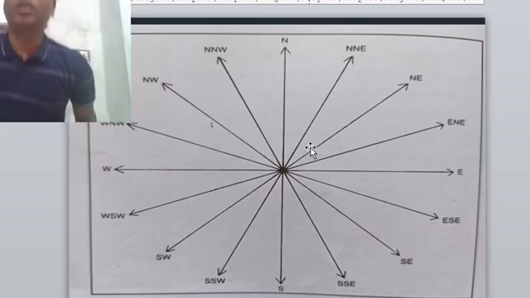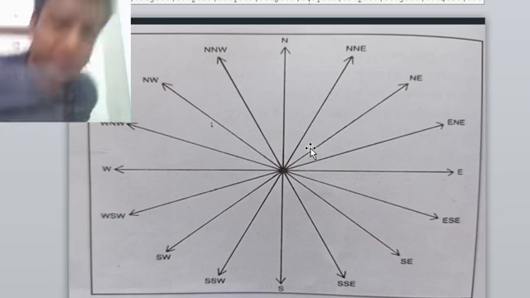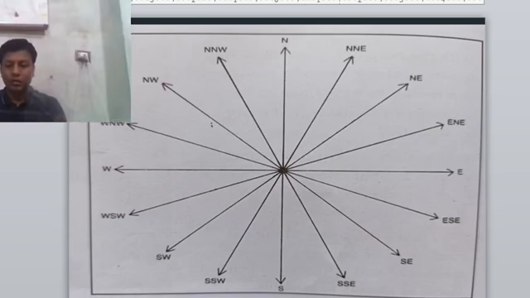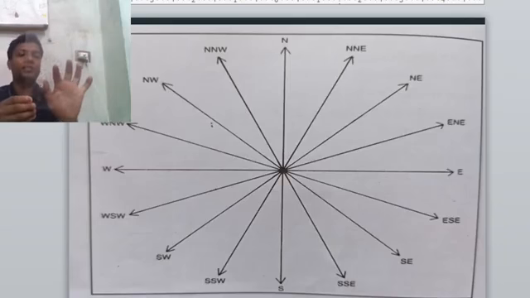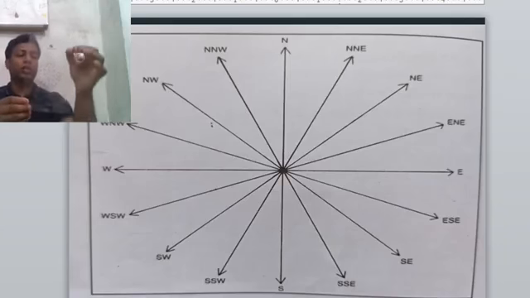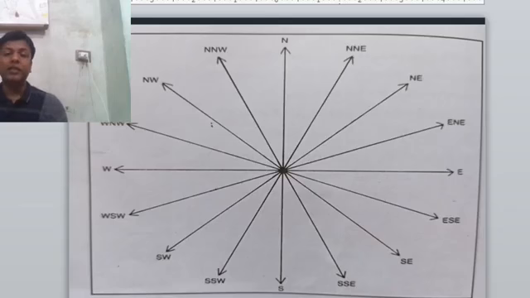Wait, I have something for you. Look at this. In this model, we have directions, 16 directions, and this is a ruler. With the help of this, you can easily find your 4-figure and 6-figure grid reference. So dear students, like that, you can easily divide it.